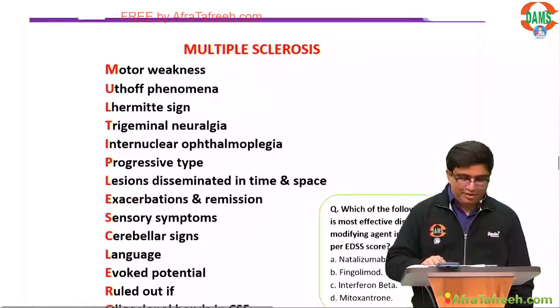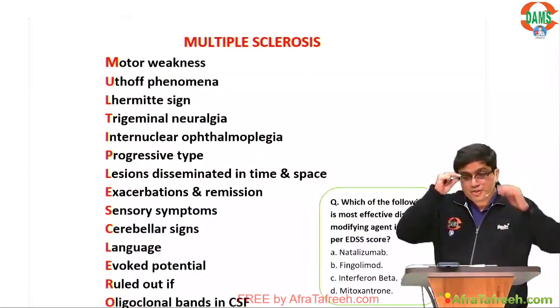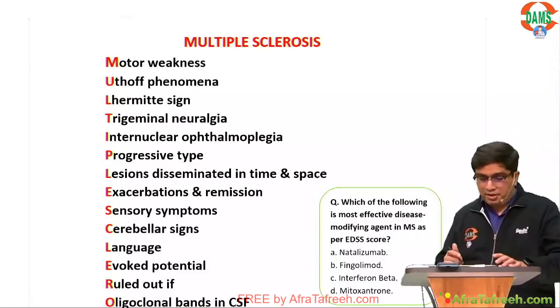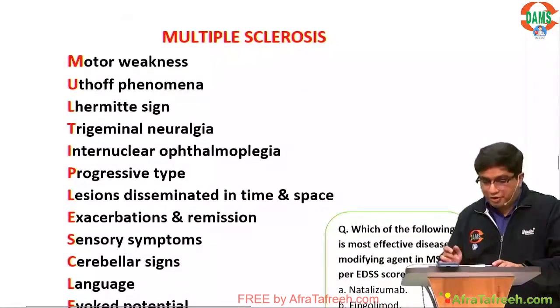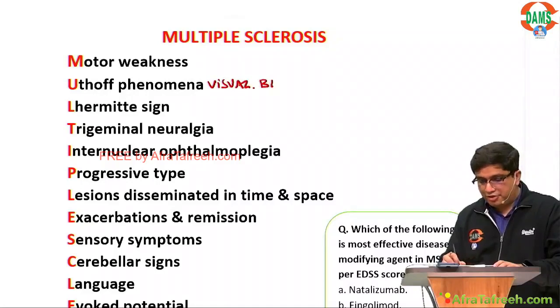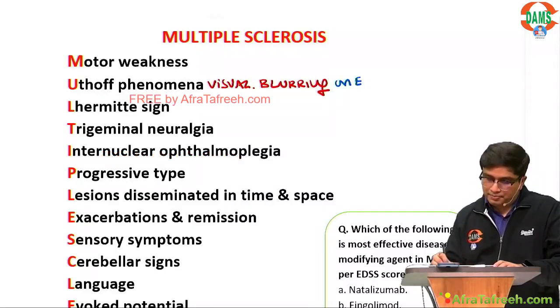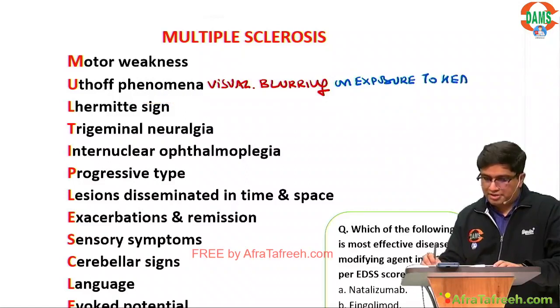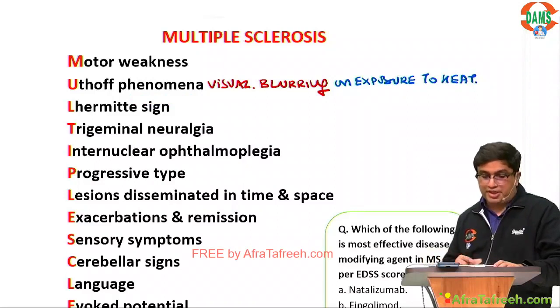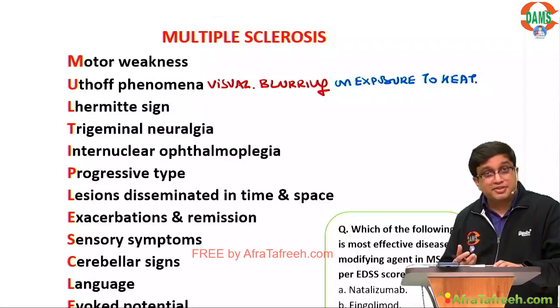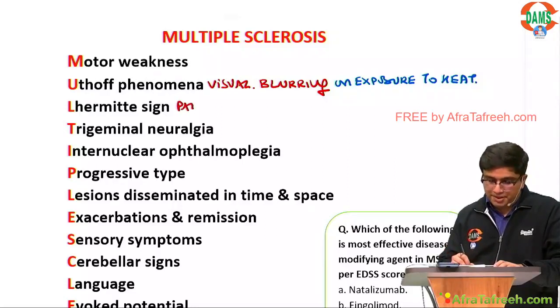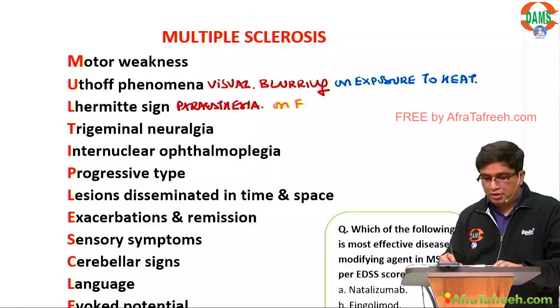Then we have our friend again, multiple sclerosis, in which the motor weakness could be a symptom, with an Uhthoff phenomenon. Uhthoff phenomenon, if you remember, is a kind of visual blurring they have got, on exposure to heat. And this is nothing but the exacerbation of the symptoms of optic neuritis that they generally face. They got a Lhermitte sign also with them, in which they've got paresthesia, which will be seen in them on flexion of the neck.